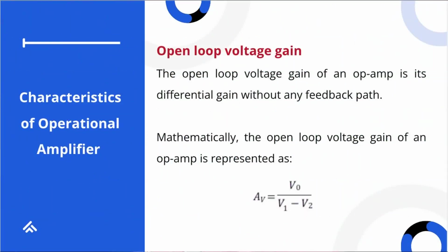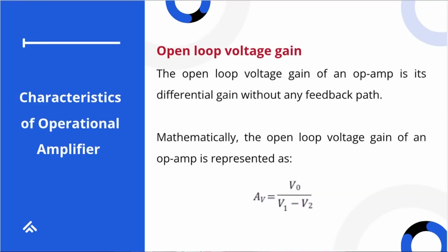First is open loop voltage gain. The open loop voltage gain of an op-amp is its differential voltage gain without any feedback path. That means the loop is open, so there is no feedback. Mathematically, the open loop voltage gain of an op-amp is represented by this equation: AV equal to V0 divided by V1 minus V2.